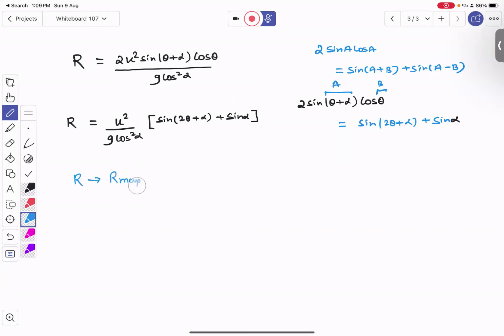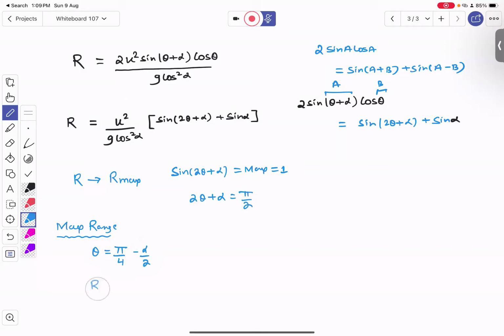So for R to be R max, I can say sine of 2 theta plus alpha should become maximum, and the maximum sine can become is 1. For what angle will it become 1? For 2 theta plus alpha must be equal to 90. So the maximum range occurs when theta is equal to pi by 4 minus alpha by 2.